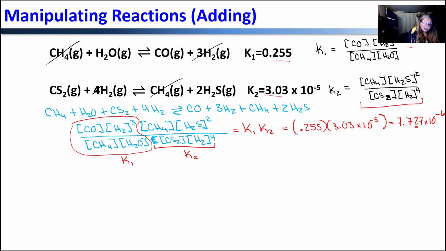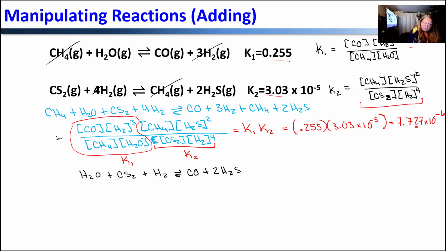So my net reaction then would be H2O plus CS2 plus H2 going in equilibrium to carbon monoxide plus 2 H2S. Sweet. And I can also look at this expression that I've written here.